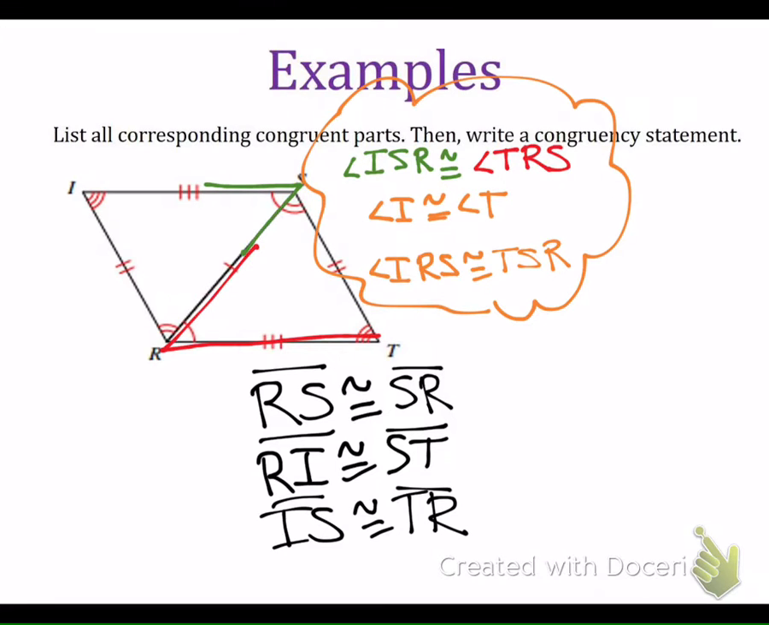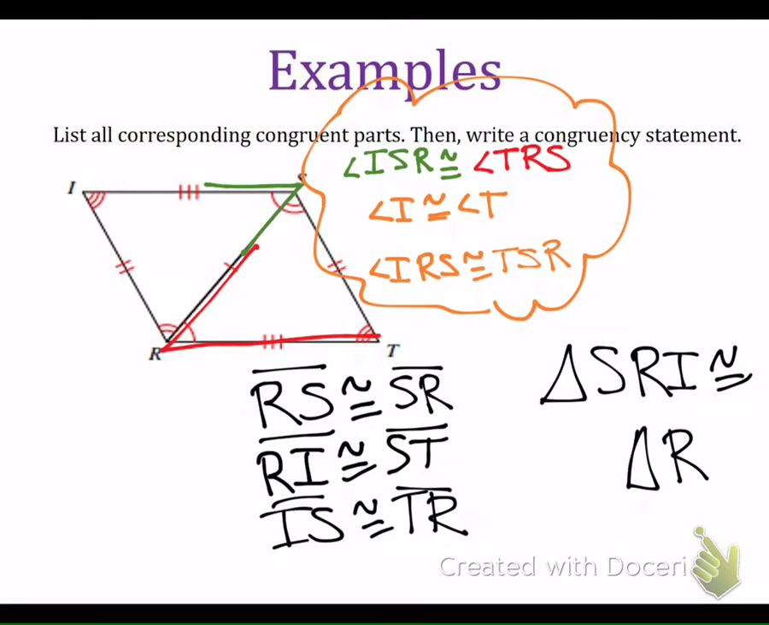Now I have to write the congruent statement. I'm going to go straight from the angles, labeled 1, 2, 3, and then go 1, 2, 3. That's the way I find it to be the easiest to write the whole congruent statement. Okay? So S, R, I is going to be congruent to RST. Good. Triangle RST.